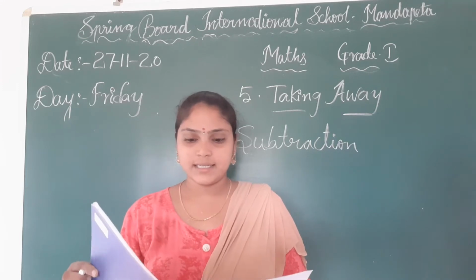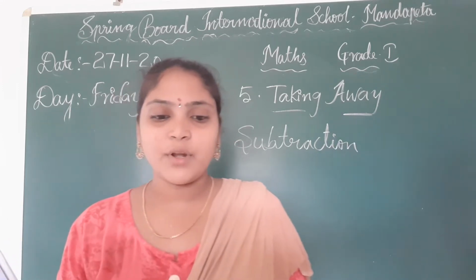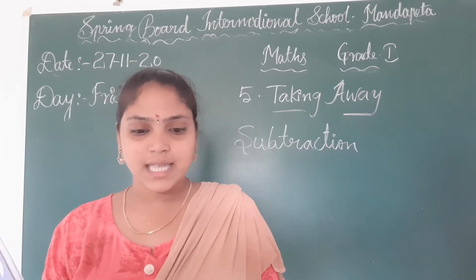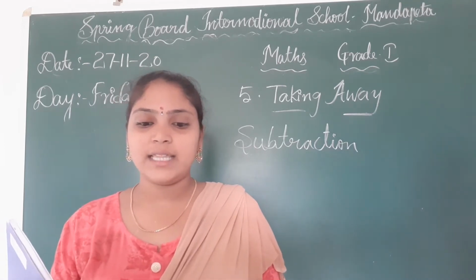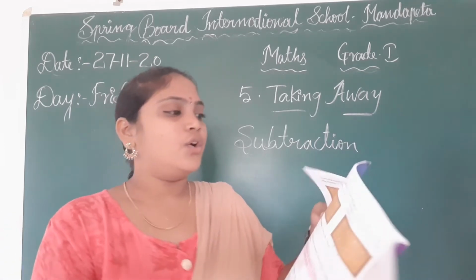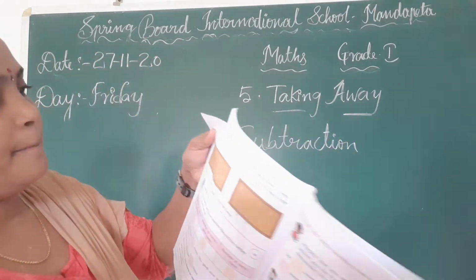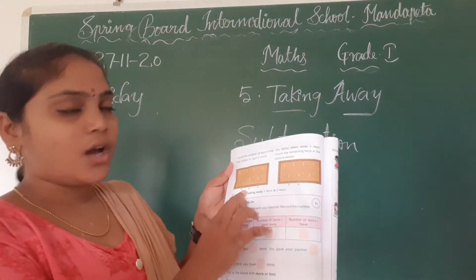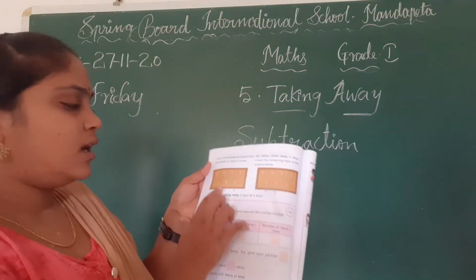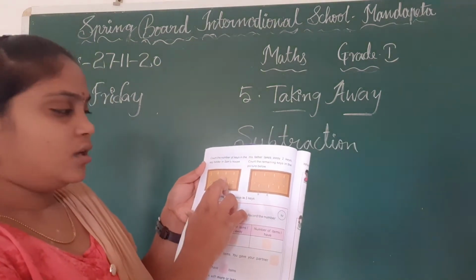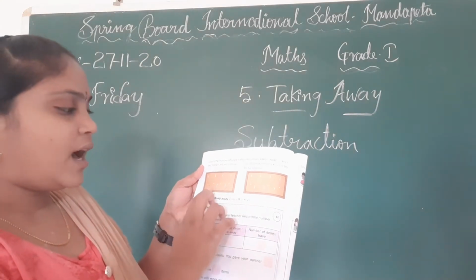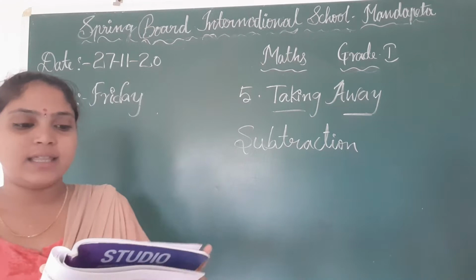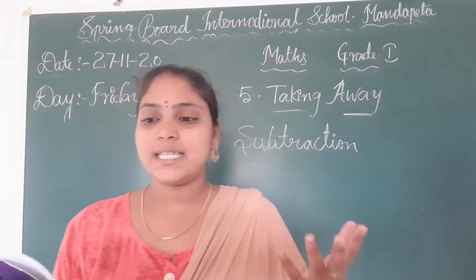Page number 66. Count the number of keys in the key holders in Sam's house, and his father takes away 2 keys. Okay, this is the key holder in Sam's house. Let us count how many keys here, children. 1, 2, 3, 4, 5, 6, 7. So here totally 7 keys are there. Okay, his father takes away 2 keys.